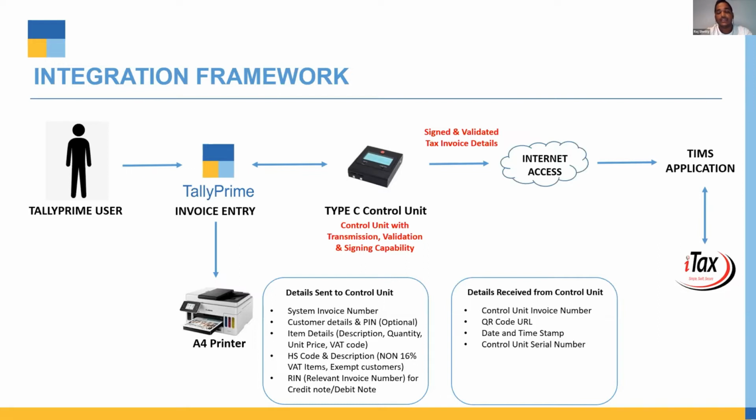After that, you can validate the invoice by scanning the QR code from your mobile, or in the KRA portal there is an option for the control unit invoice number. You can type it in and check whether it is a valid invoice or not.